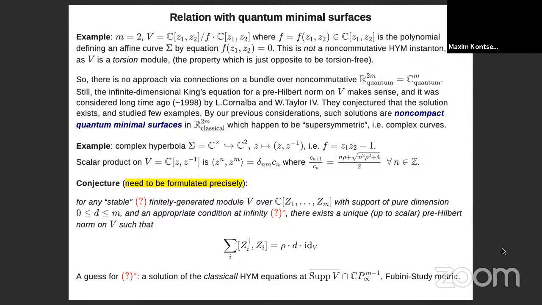Such that the sum of commutations will be rho times d, and rho will enter in the boundary condition, and d will be the dimension of the support. So for a zero-dimensional support, you get 0. Here for a curve, you get 1. And boundary conditions, I think it's a solution of the classical Yang-Mills equation on some variety at infinity. We consider the intersection of the support with CP infinity, put the Fubini-Study metric here, and solve the Hermitian equation in the classical sense there, and it will be the limit of the story to infinity.